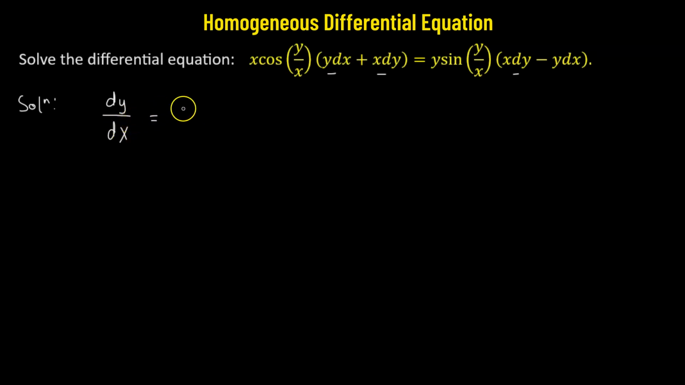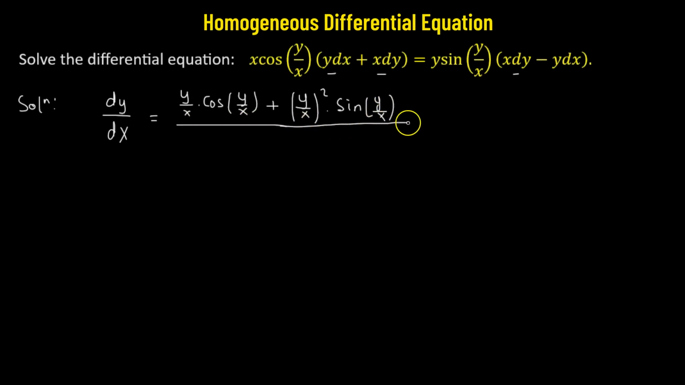So we should get dy over dx equals y over x times cosine of y over x plus y over x squared times sine y over x, whole divided by y over x times sine y over x minus cosine of y over x. Right. So this is a homogeneous differential equation.